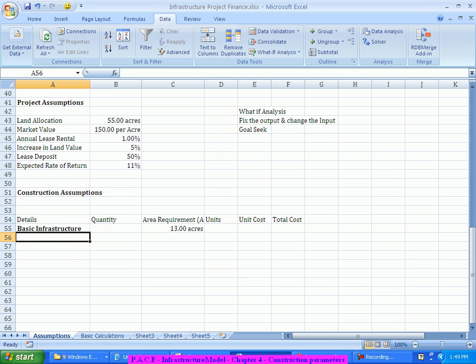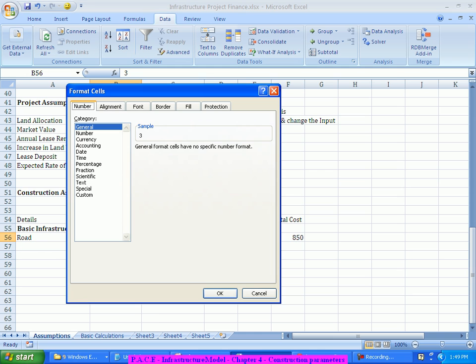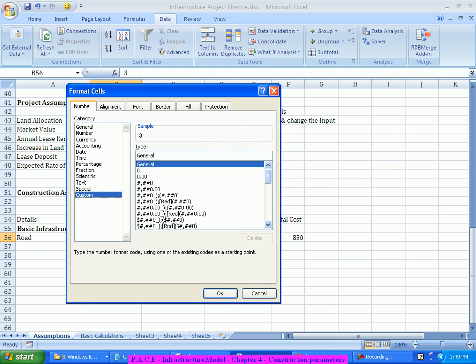Okay, let's see that. So basic infrastructure, I'm saying I'm going to build it in this much. And for that he is saying, okay, road is one of the basic infrastructure. So 3 kilometers is what they are saying. And this 3 kilometers is going to cost me 8.5 crores. So I'll say it as 850 lakhs. So this 3 also probably I may think of formatting it as 3 kilometers. Again, you can just look at it.